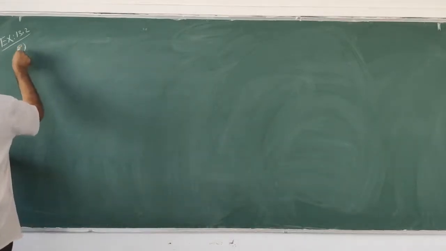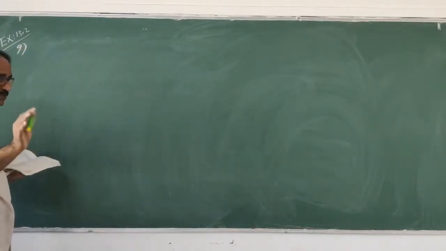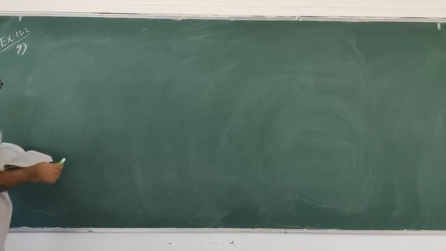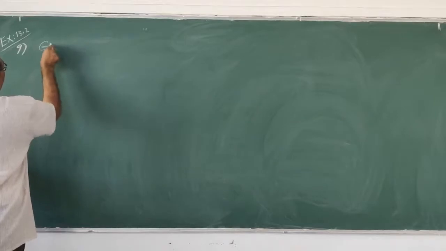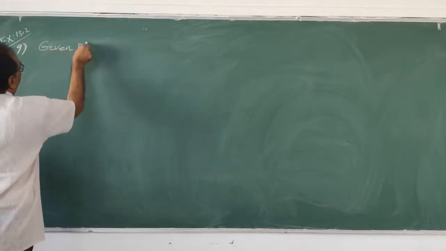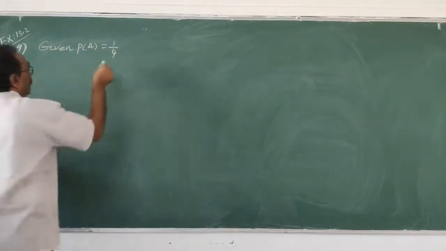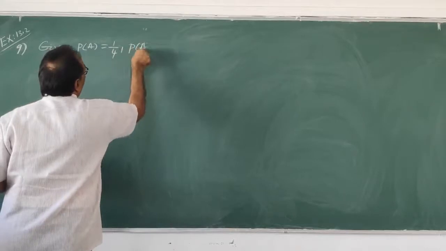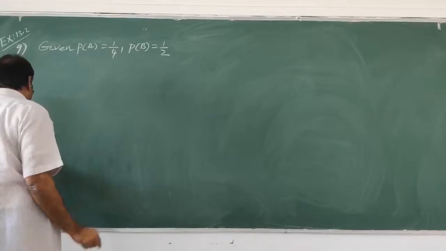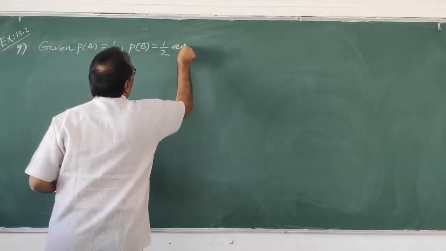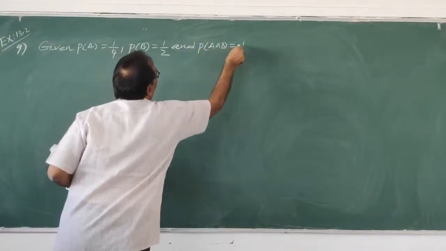If A and B are two events such that... So in problem number 9, he didn't mention that they are independent events, and he didn't mention that they are mutually exclusive events. He simply says that they are events. So given P of A is equal to 1 by 4, P of B is equal to 1 by 2, and P of A intersection B is equal to 1 by 8.